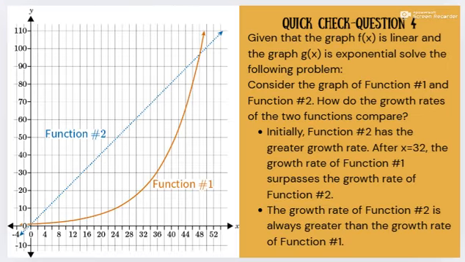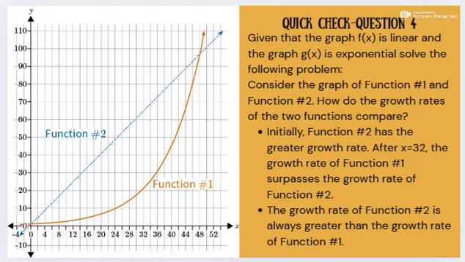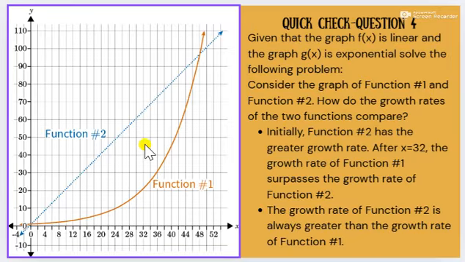Quick check question number 4. Given that the graph f of x is linear, and the graph g of x is exponential, solve the following problem. Consider the graph of function number 1 and function number 2. How do the growth rates of the two functions compare? Initially, function number 2 has the greater growth rate. After x equals 32, which is right about here, the growth rate of function number 1 surpasses the growth rate of function number 2.